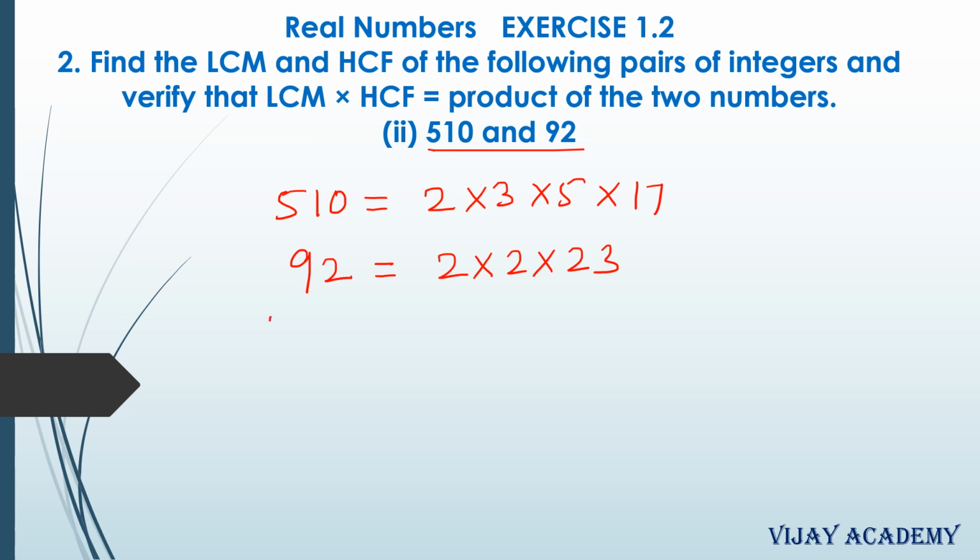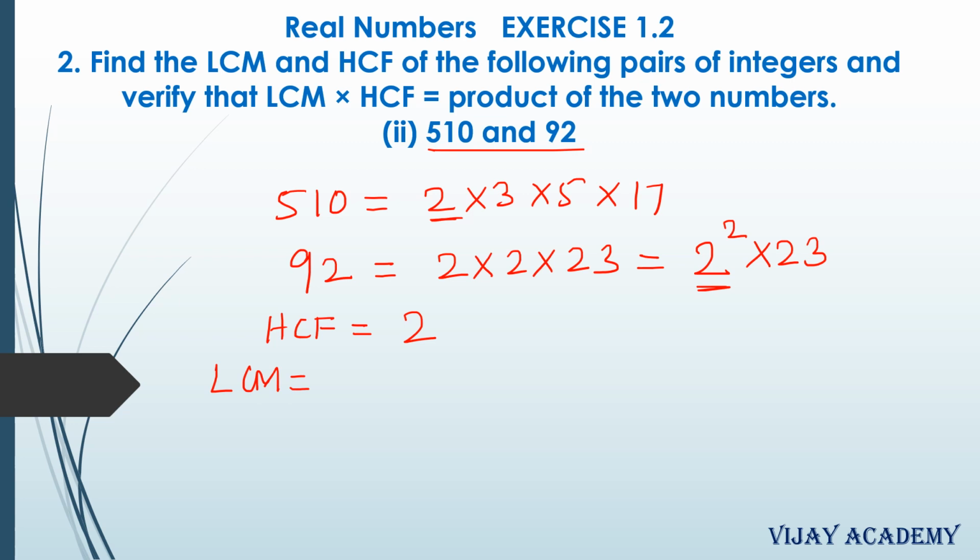Now let us find the HCF. As we know, HCF is the product of only the common factors with their least powers. Let me write this in exponential form. The first one remains the same, and the prime factorization of 92 can be written as 2 squared into 23. Now look at the common factors. We have only one common factor, that is 2, which is in both prime factorizations. Its least power is 2 to the power 1, so we write 2 itself. So HCF is 2.